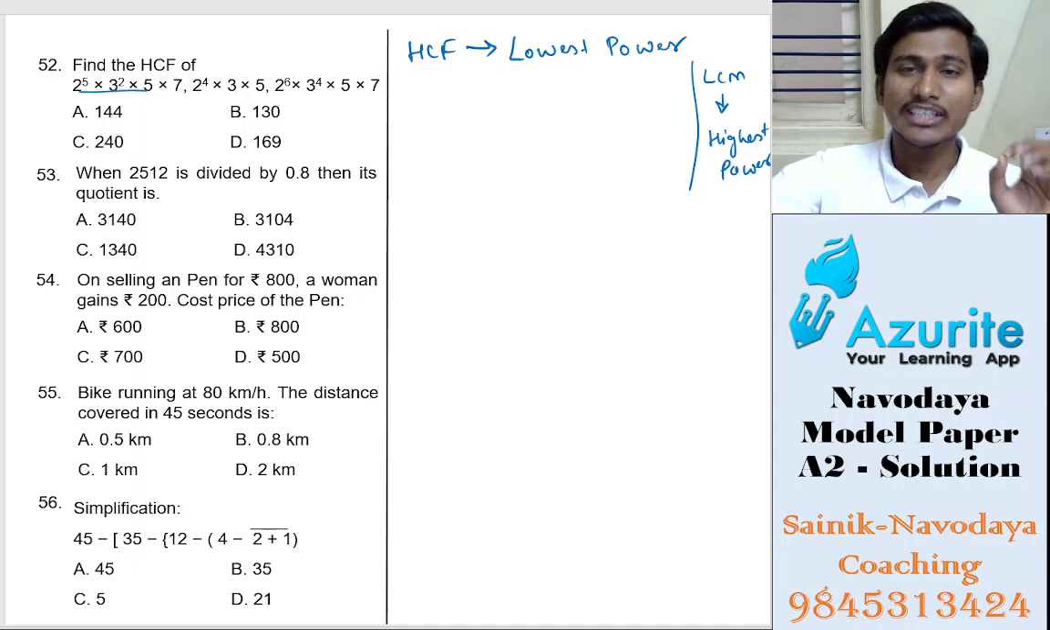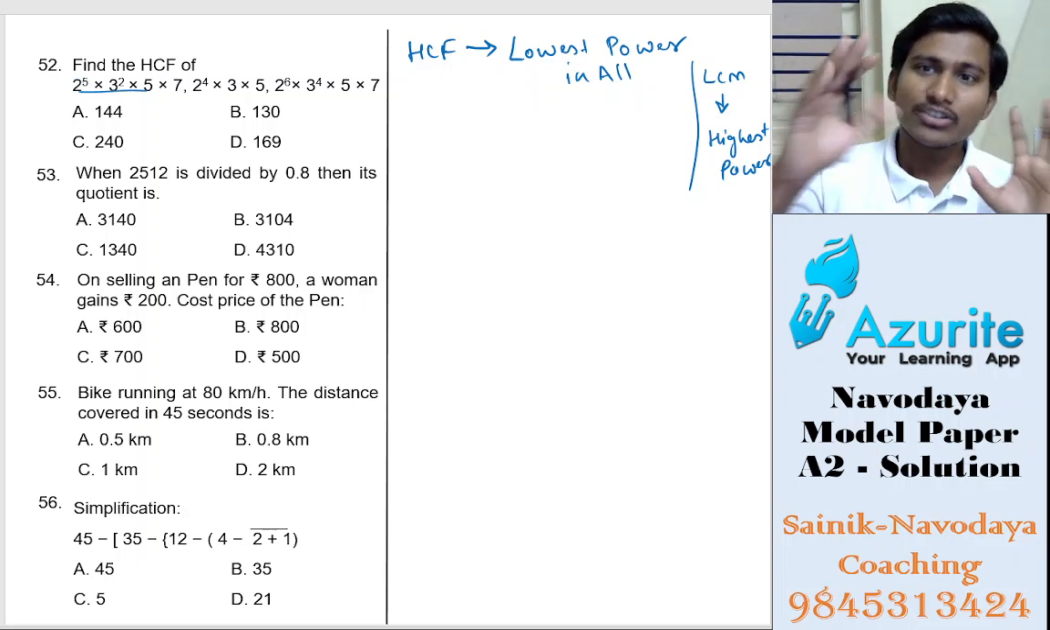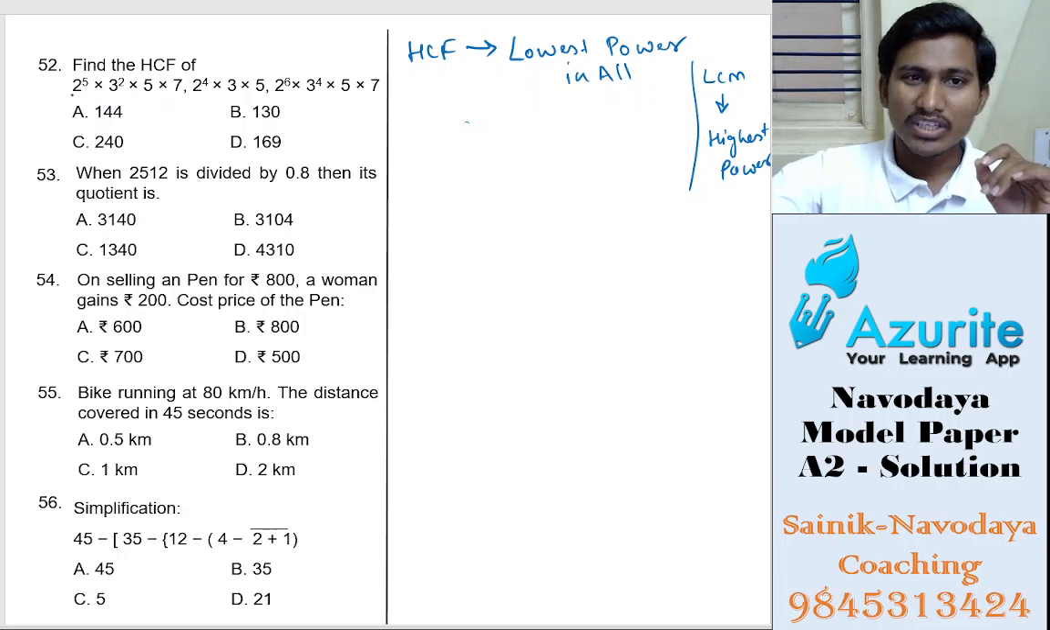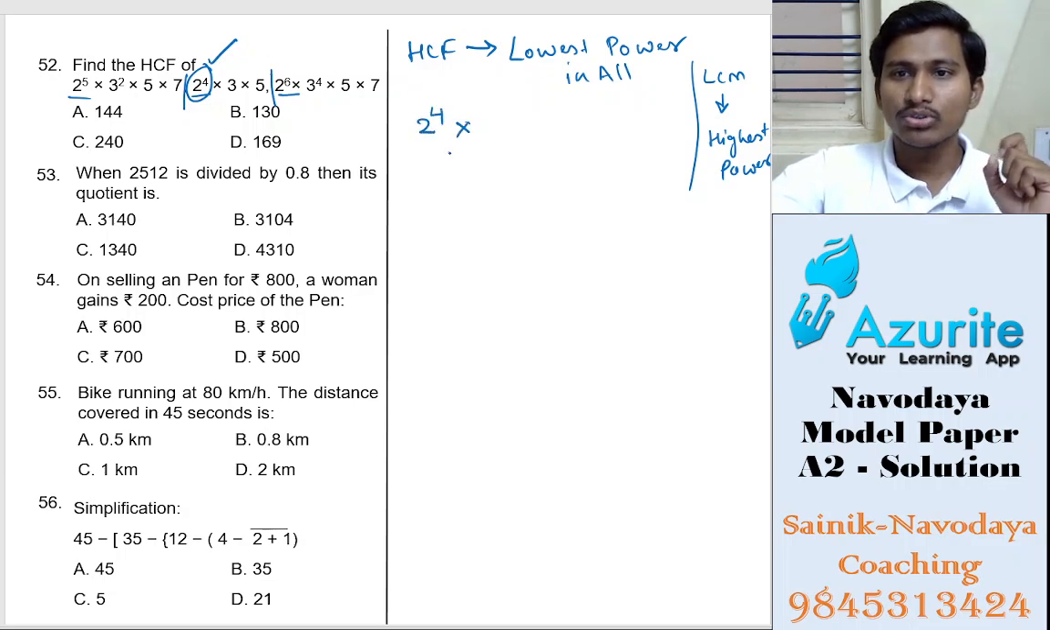What are the numbers? 2 power 5, 3, it should be there in all. For HCF, lowest power in all. But for LCM you take the highest power of all numbers. So here 2 is there. Check if 2 is there in all. Yes, 2 is in the second number, and the third number is this one. So which is the lowest power? Here 2 power 5, 2 power 4, 2 power 6. So 2 power 4 is the lowest, and 2 power 4 will come into the answer.